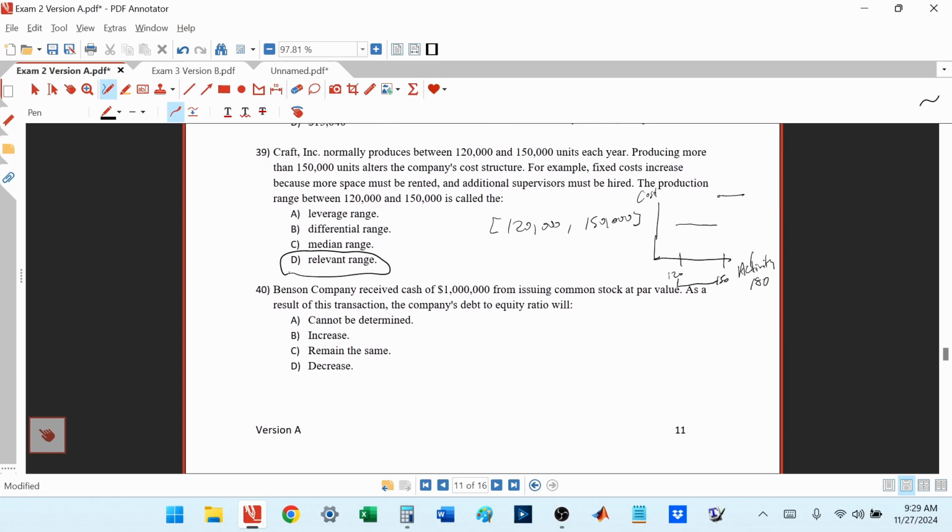So 40, Benson Company received cash of $1 million from issuing common stock at par. As a result of this transaction, the debt to equity ratio will do what? So from the formula sheet, the debt to equity ratio is total liabilities over total owner's equity.